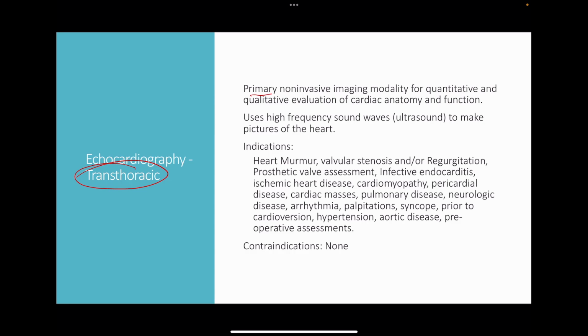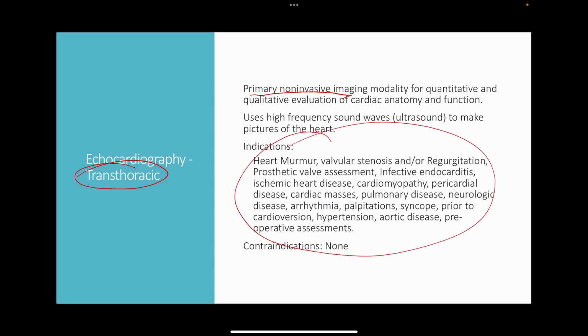Again, primary non-invasive imaging. You always go from the least invasive to the most invasive. Okay, this is the least invasive. It's just a probe on the chest with some jelly on there. No problem or pain to the patient. They're going to be fine. It uses sound waves, ultrasound, to make pictures of the heart.